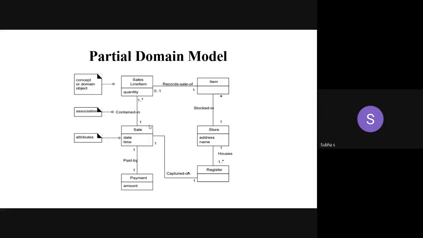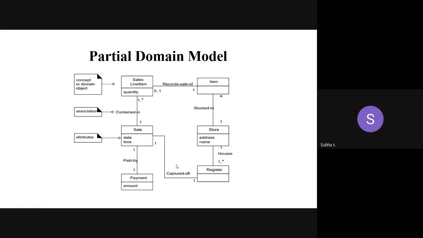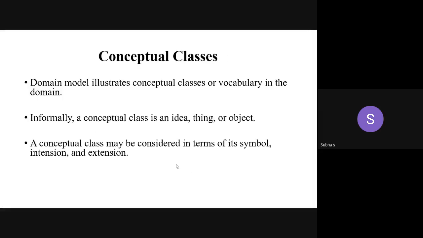So here, sale is an idea. We are going to sell something. So that is an idea. But sales line item or item is a noun. That is a particular thing or object.